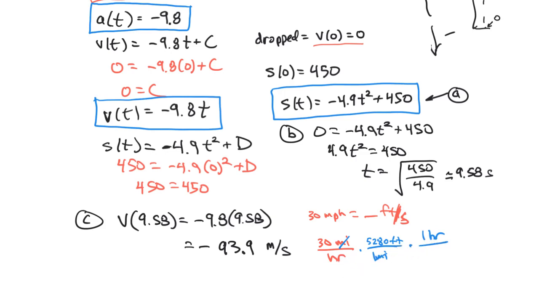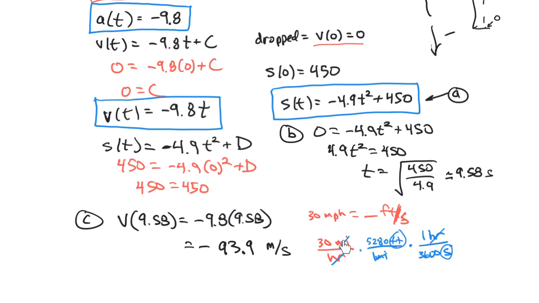And 1 hour is 60 times 60 seconds, right? Or 3,600 seconds. Or you could do two conversions, hours to minutes and then minutes to seconds. But either way you go, hours will cancel, and we're left with feet per second. And then you just multiply straight across.